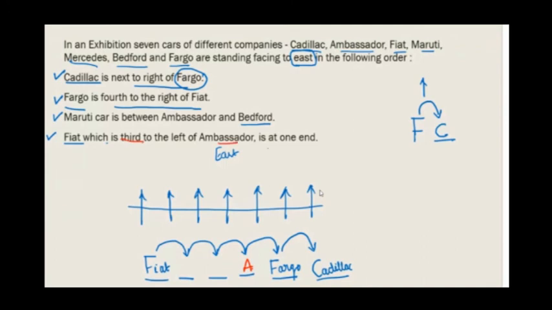Okay, and it is at one end. That is, Fiat is third to the left of Ambassador and it is at one end. That is, I can take this to be one end. Now, Maruti car is between Ambassador and Bedford. So I can take the Bedford here and I can take the Maruti in between Ambassador and Bedford. Fiat is at one end. The other end has to be obviously the next end. Now, which is the left out car? The left out car is nothing but a Mercedes. Got the arrangement? Yes.